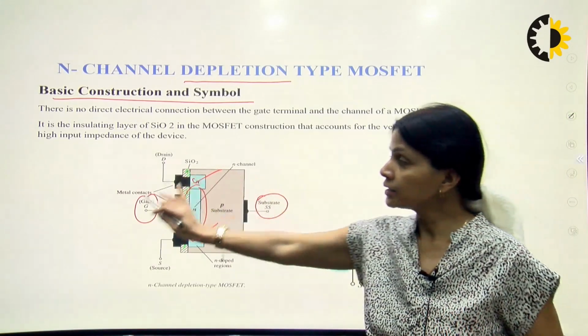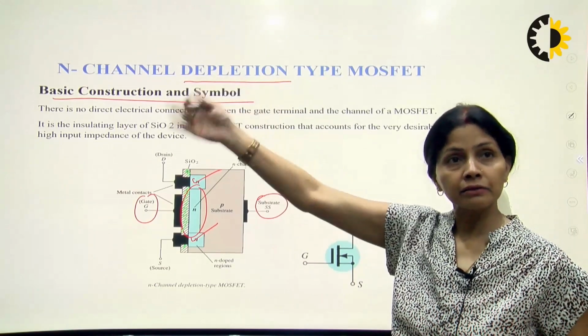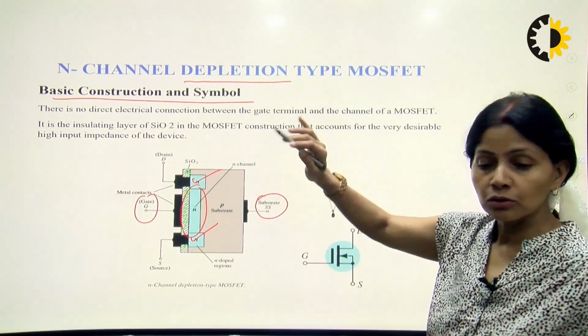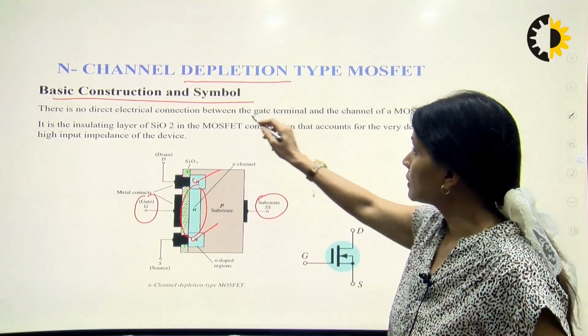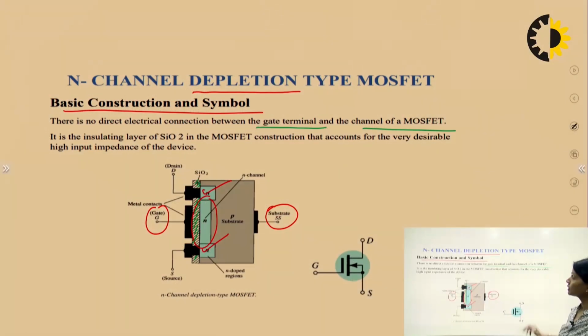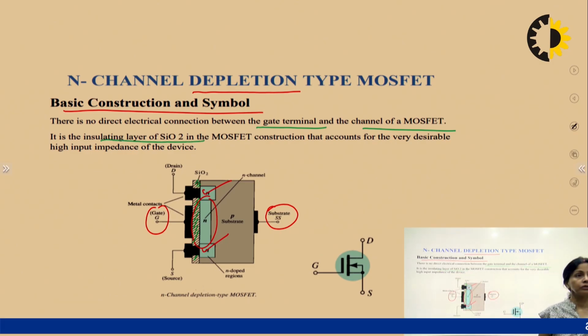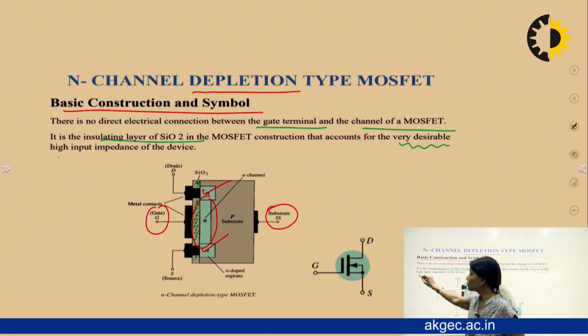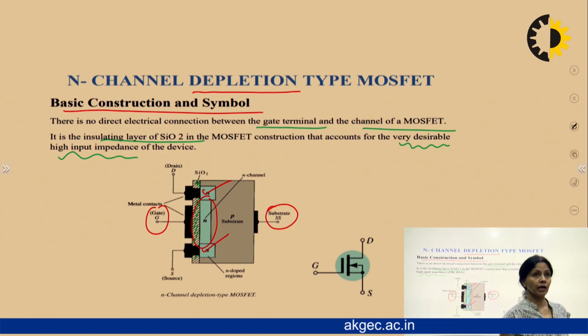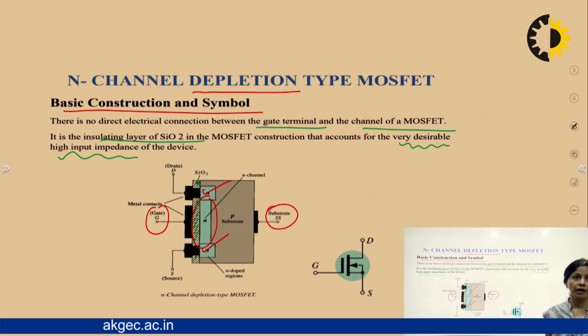After explaining this point, you just write the exact points, because no story writing should be there, right? Between the gate terminal and the channel of the MOSFET, you will mention that there is an insulating layer of SiO2 in the MOSFET that accounts for the very desirable high input impedance. We know MOSFETs are very high input impedance devices. You mention this point: the input impedance is very high because there is one SiO2 layer between the gate and the channel of the MOSFET.